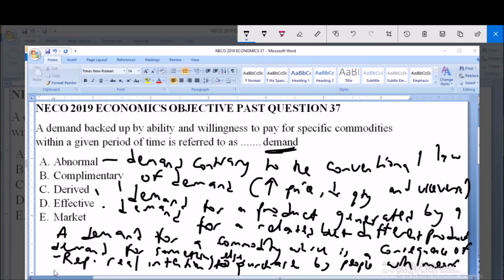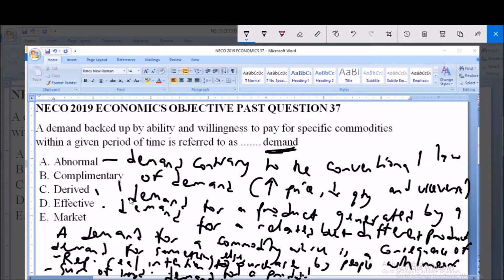Now option E, which is market demand, is the sum of individual demand for a product in market.